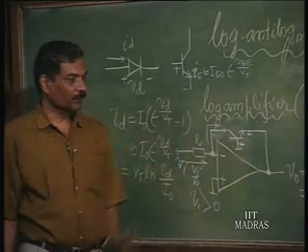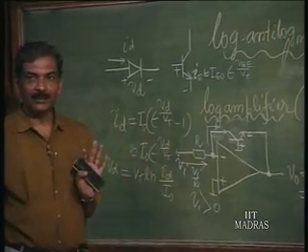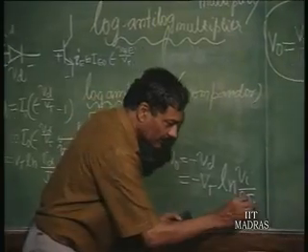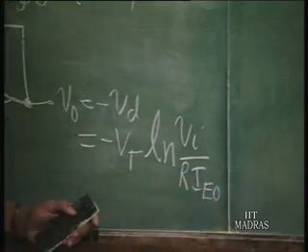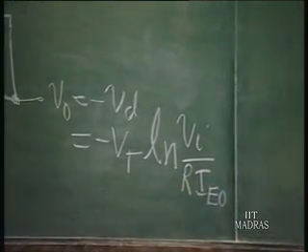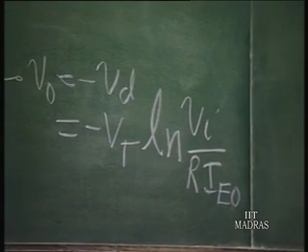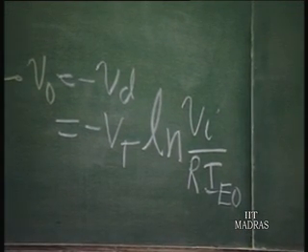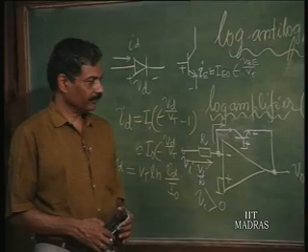So, as far as the output voltage is concerned, it still remains the same thing. Only thing is, instead of I naught, we will now put IE naught, right. So, this is the difference between a transistor and a diode connection.